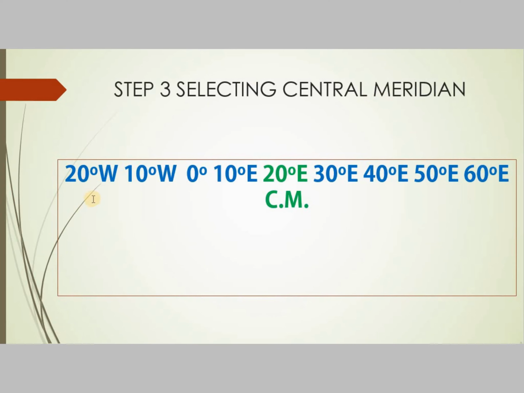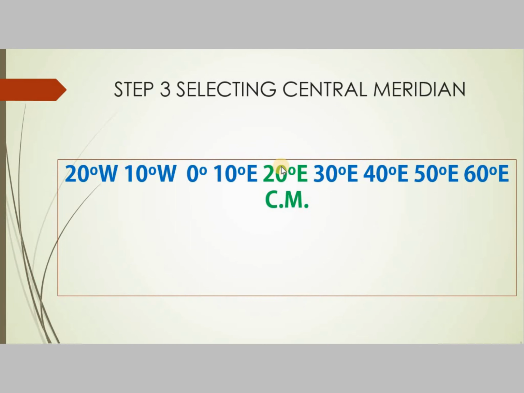So the interval was 10 degrees, so starting from the range which starts from 20 degrees west to 60 degrees east, I have made the list of all possible meridians. So 20, then 10, then 0, then 10 degrees east, and so on and so forth. After making the list of all the meridians, we find out the middle value for the central meridian.